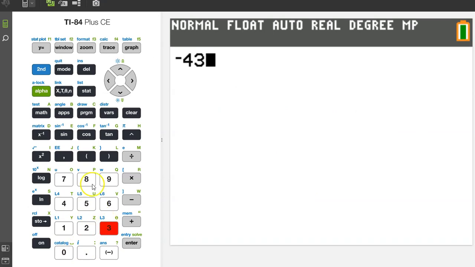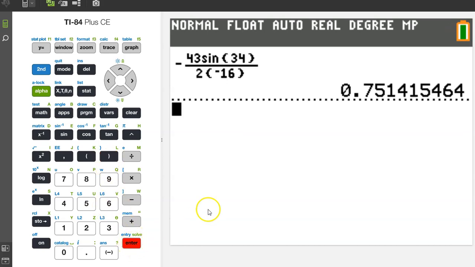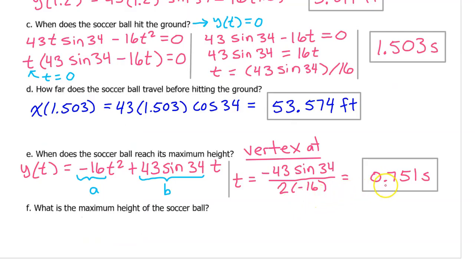Negative 43 sine 34 over 2 times negative 16. 0.751. So the ball reaches its maximum height at 0.751 seconds.